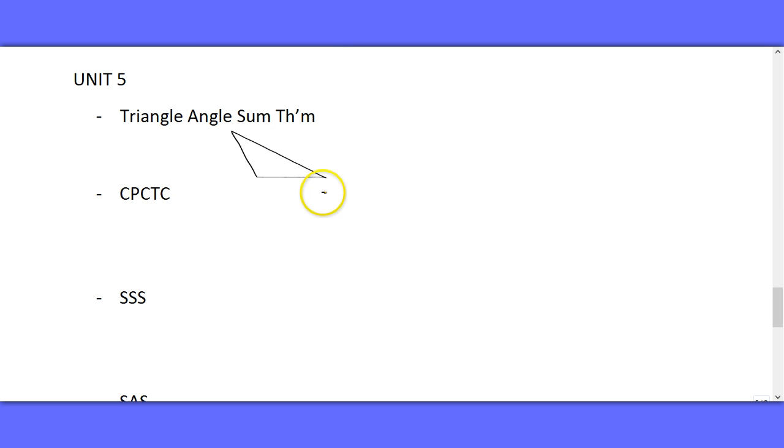Now we're on to reasons for proof for Unit 5. The first one is the triangle angle sum theorem. So we have a triangle. The three angles inside of the triangle, angles 1, 2, and 3, would add up to 180 degrees.